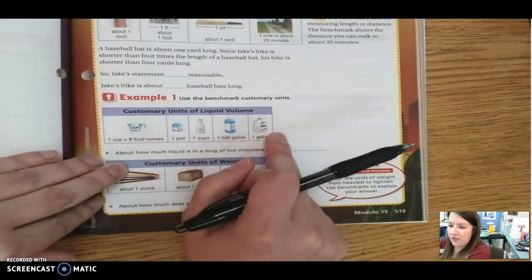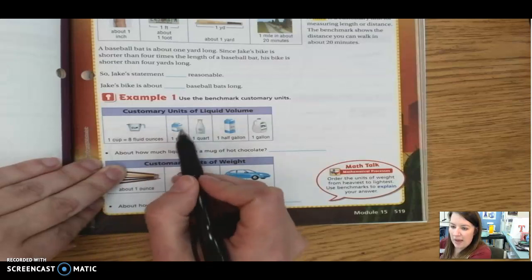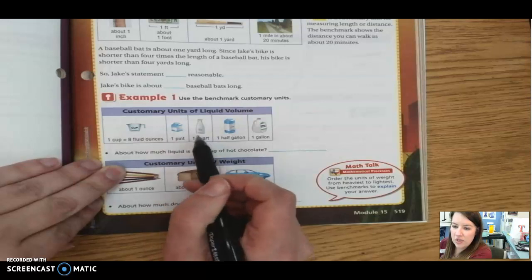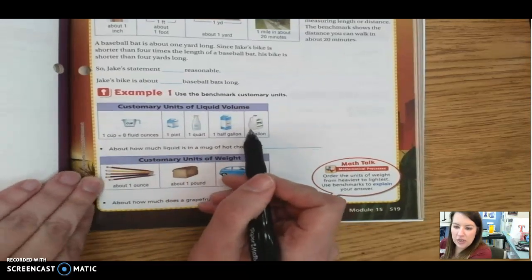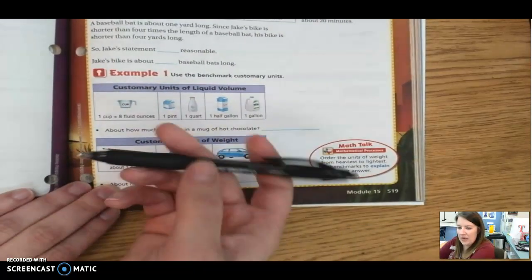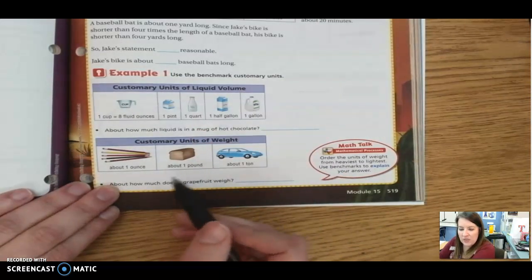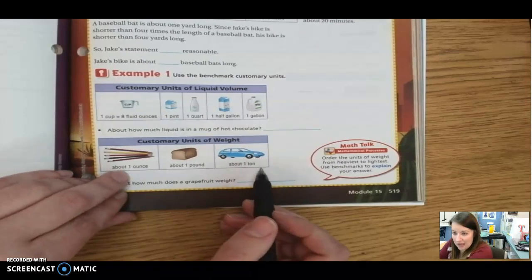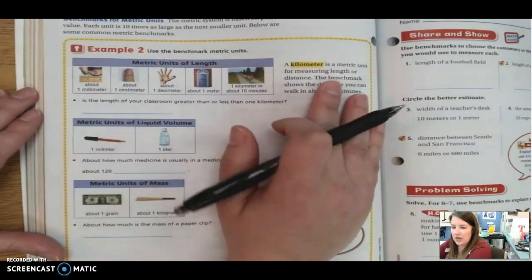Customary units of volume, right? A cup, we have a pint is like what you would drink for milk at lunch. A quart, a half gallon, a regular gallon is like a milk jug. Customary units of weight, a pencil or a pen like this weighs about 1 ounce. A loaf of bread weighs about 1 pound. A car, right, would weigh about 1 ton. I'm going to put these again for you online.